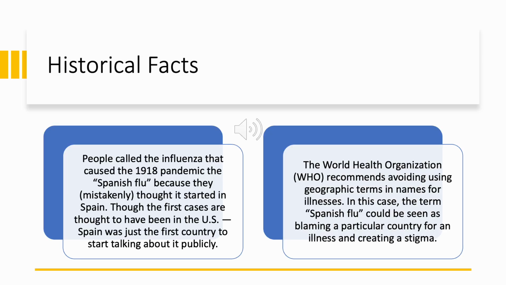Historical facts. People call the influenza that caused the 1918 pandemic the Spanish flu because they mistakenly thought it started in Spain. Though the first cases were thought to have been in the US, Spain was just the first country to start talking about it publicly. The World Health Organization (WHO) recommends avoiding using geographic terms in names for illnesses. In this case, the term Spanish flu could be seen as blaming a particular country for an illness and creating a stigma.